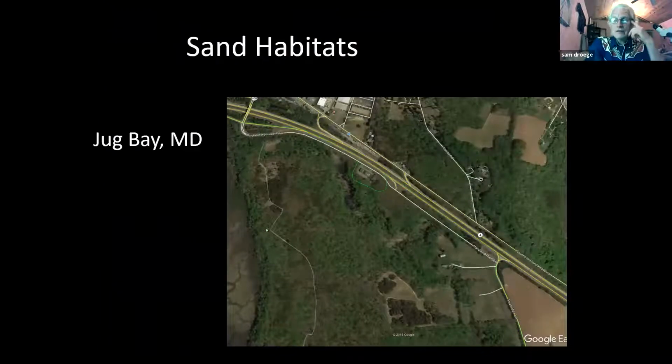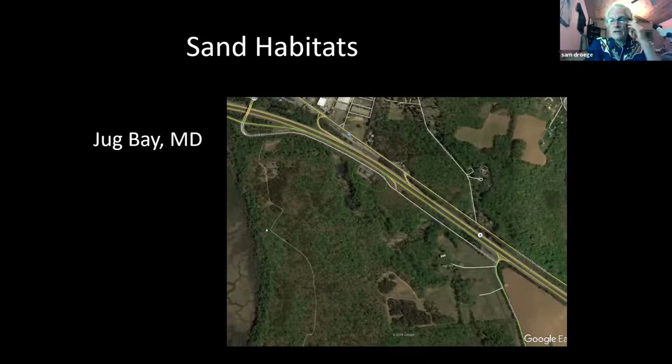Okay, another thing, in general, we don't talk about habitat per se for bees. We talk about plants, and their associations with habitat comes from the plant point of view. However, the one exception is sand habitats, and this would be true out in California too.